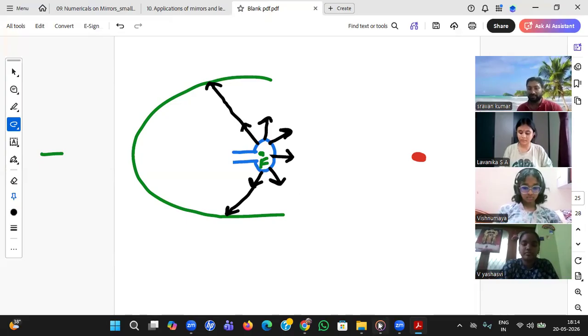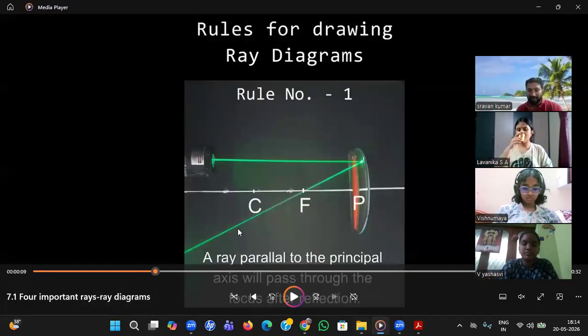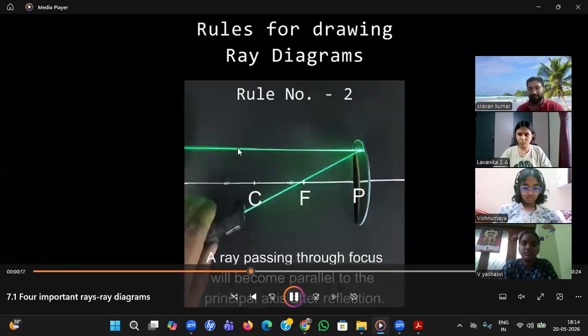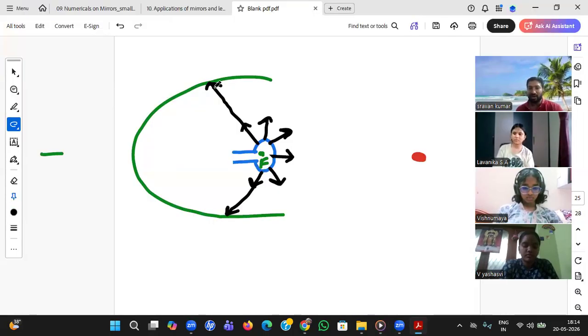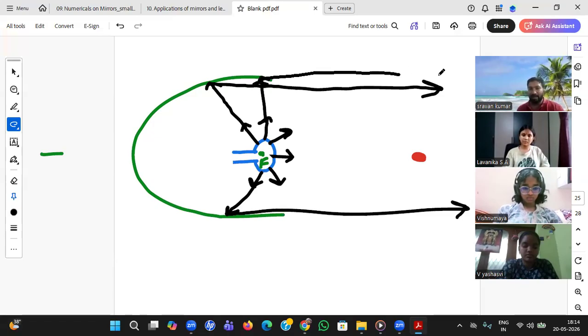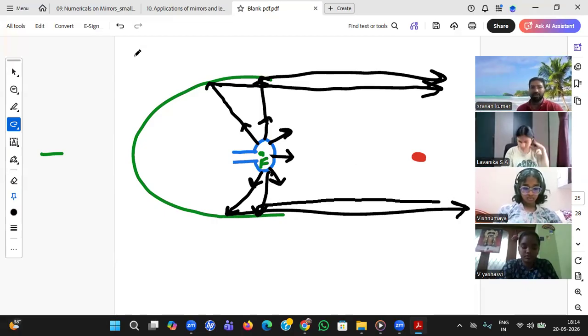Whenever light is coming from the focus, as we just saw in case number 2, after reflecting, it will go parallel. Same here: as the light is coming from the focus, after hitting, it will reflect parallel. Like that, you can make an arrangement such that your light will go to farther distances.